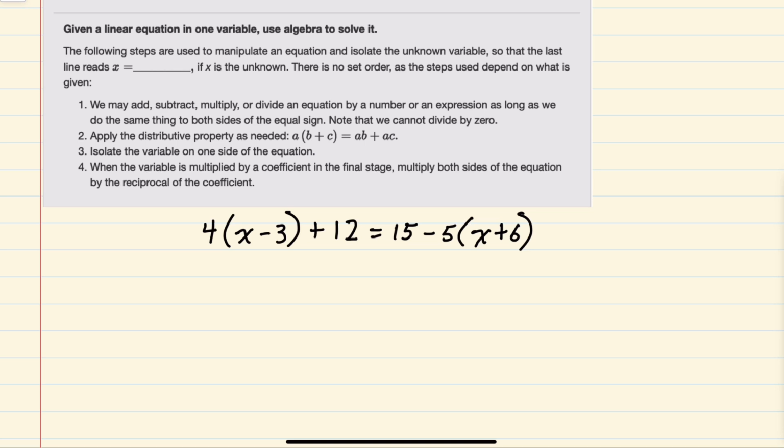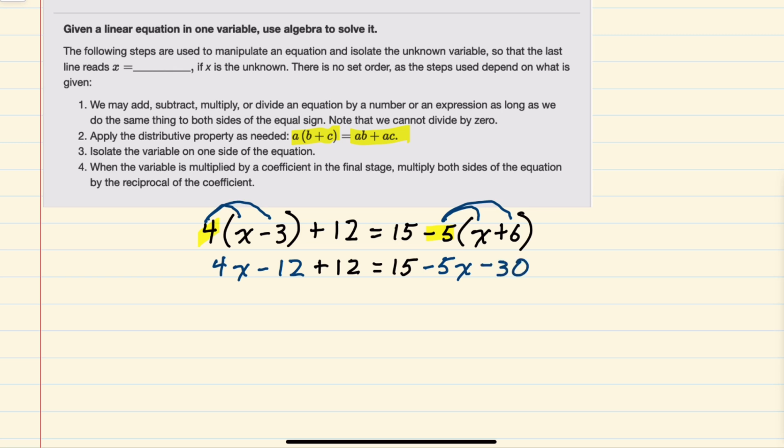In seeing these parentheses in this example, I know I can use distribution to remove those parentheses. Starting on the left-hand side, distributing this 4 gives me a 4 times x, or 4x, and a 4 times minus 3, or minus 12. Bringing down the rest of the left-hand side, moving to the right-hand side, I can distribute this minus 5, giving me a minus 5 times x, or minus 5x, and a minus 5 times 6, or minus 30.